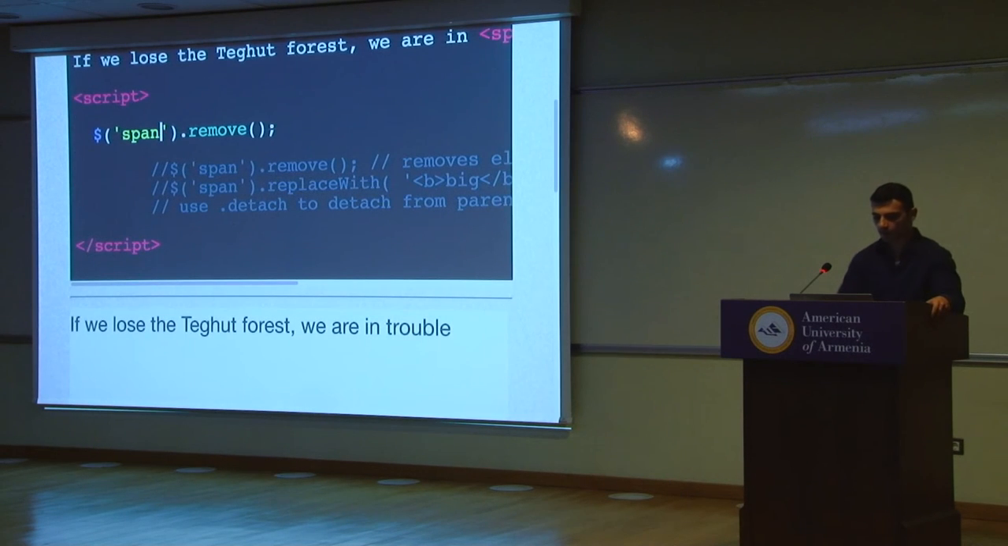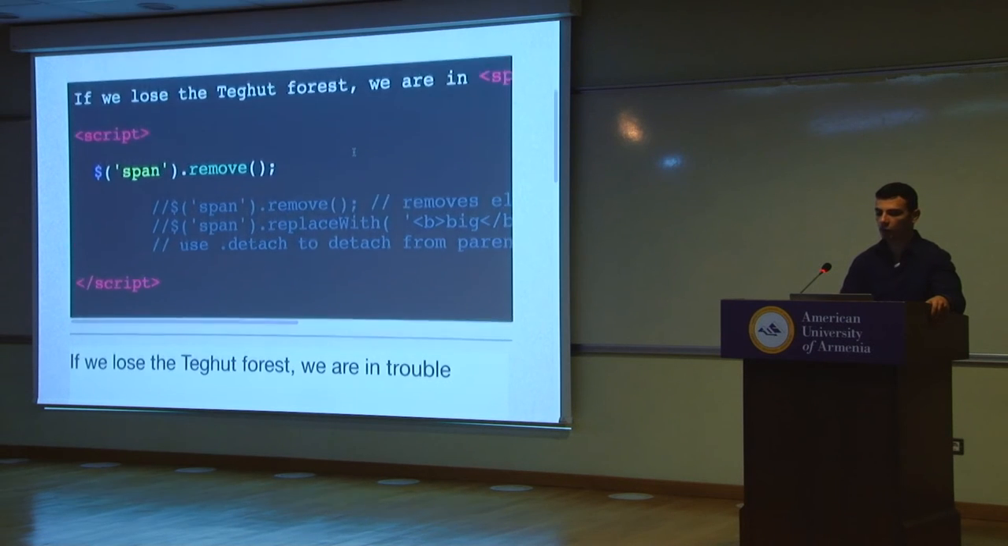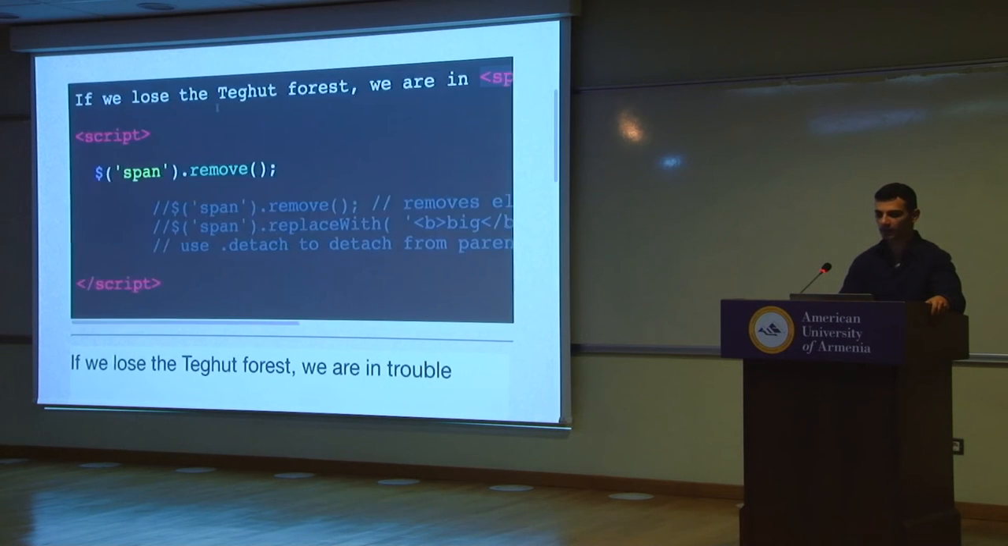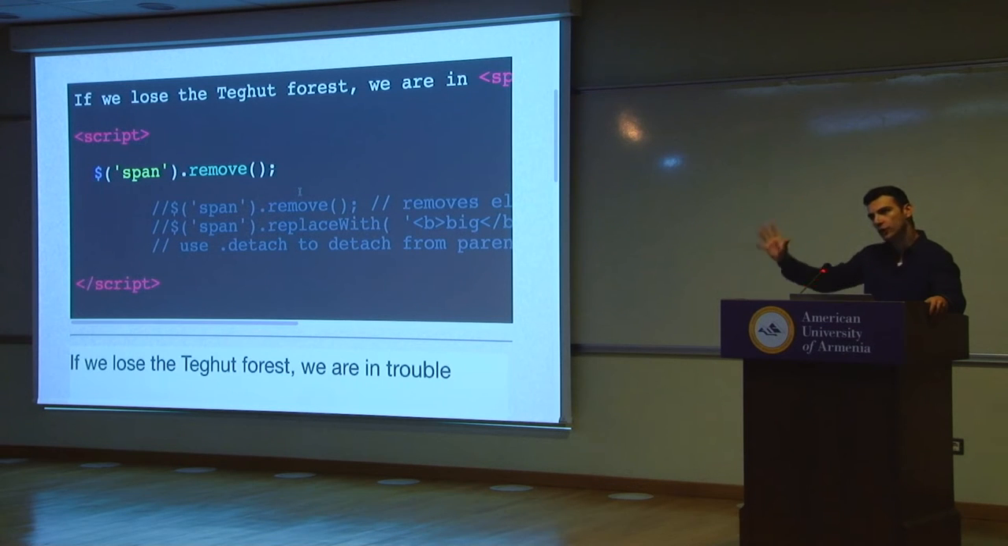Okay, here we go. If we lose Terud Forest, we're in trouble. What happened to the span? I removed it. So think about it. What I'm trying to show you is this. You have your HTML structure. You can find anything in that HTML structure. You can modify anything in it. You can remove things from that structure, and you can add things to that structure. That means you have everything you need. If you can edit what's there, you can add to it, or you can remove from it. You have everything you need in order to manipulate the HTML structure.